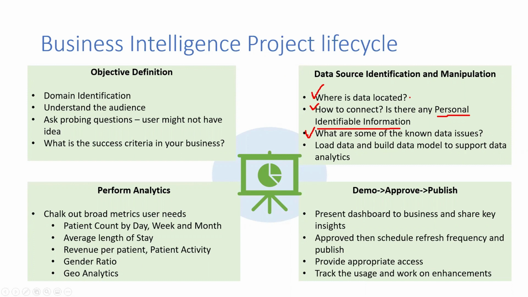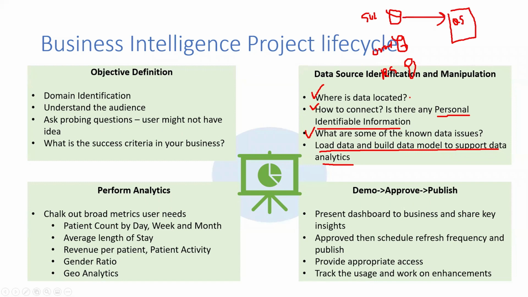And then once you have all of this, you load your data and build a data model to support data analytics. So let's say you got data from 5 different systems, okay? There are 5 different systems. One is SQL, another one is probably Oracle, and the third one is AWS Redshift. This is your Qliksense dashboard. This is your Qliksense app. What you will do, you will pull data from all different sources into Qliksense.